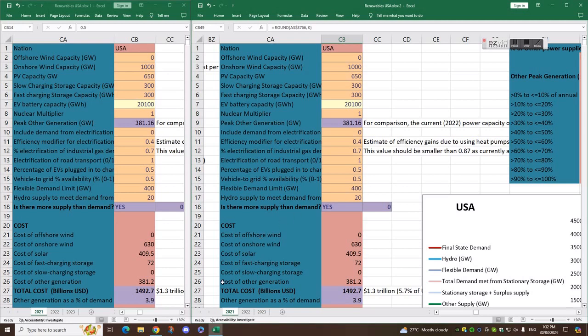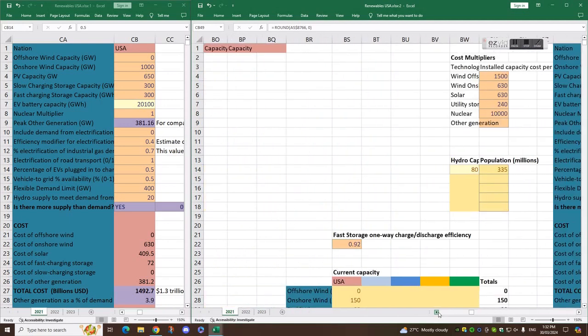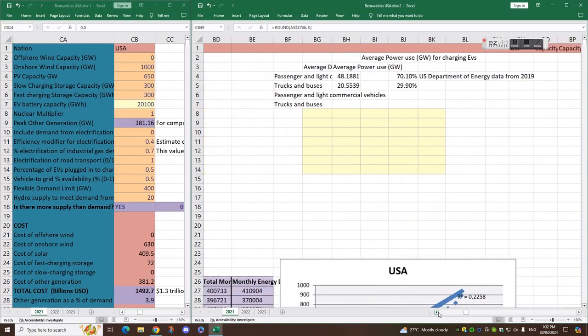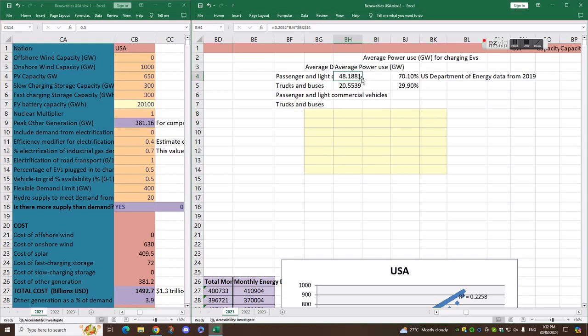Okay, so very quickly I'm going to go through where I got the data from for the electric vehicles, where the extra demand comes from. I'm saying that the electric vehicles will require, on average, for passenger and light commercial vehicles, so cars, pickup trucks, SUVs, motorbikes, in sum, about 48 gigawatt hours of energy per hour. So you multiply that 48 by 24 to get the total amount of energy per day.